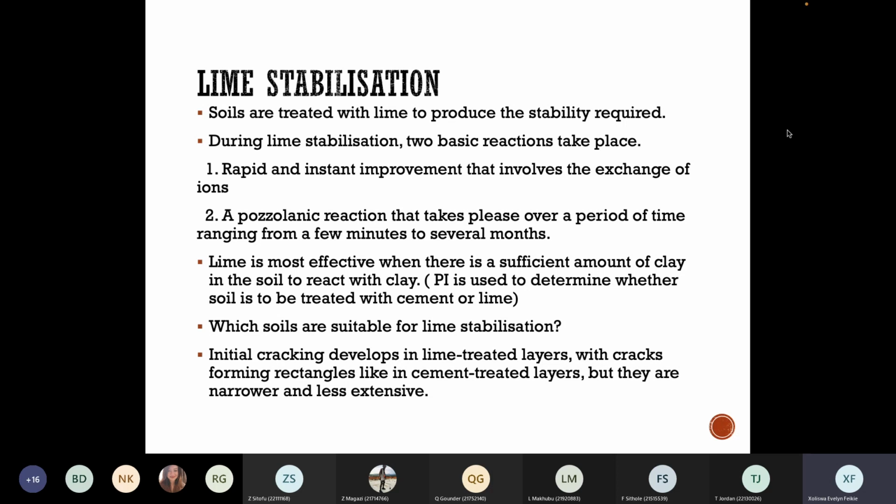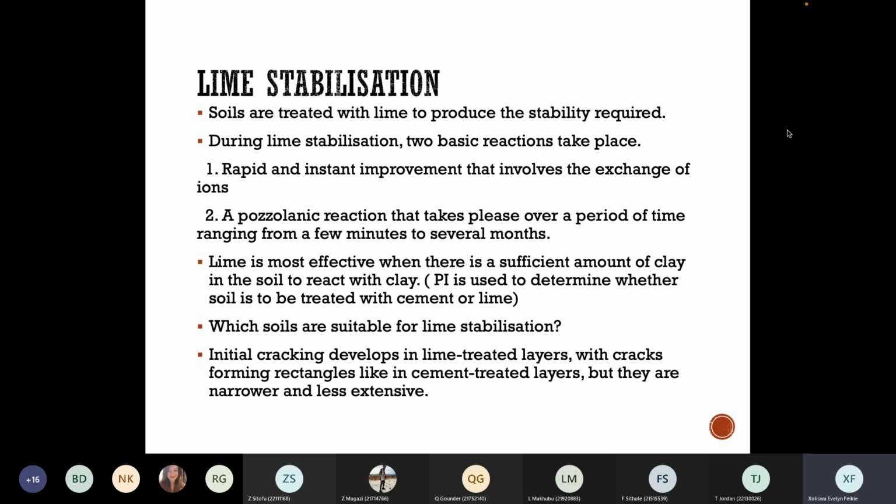Lime stabilization, they say soils are treated with lime to produce the stability required. During lime stabilization, two basic reactions take place. Rapid and instant improvement that involves the exchange of ions. A pozzolanic reaction that takes place over a period of time, ranging from a few minutes to several months. Lime is most effective when there is a sufficient amount of clay in the soil to react with the lime, with clay. PI is used to determine whether soil is to be treated with cement or lime.